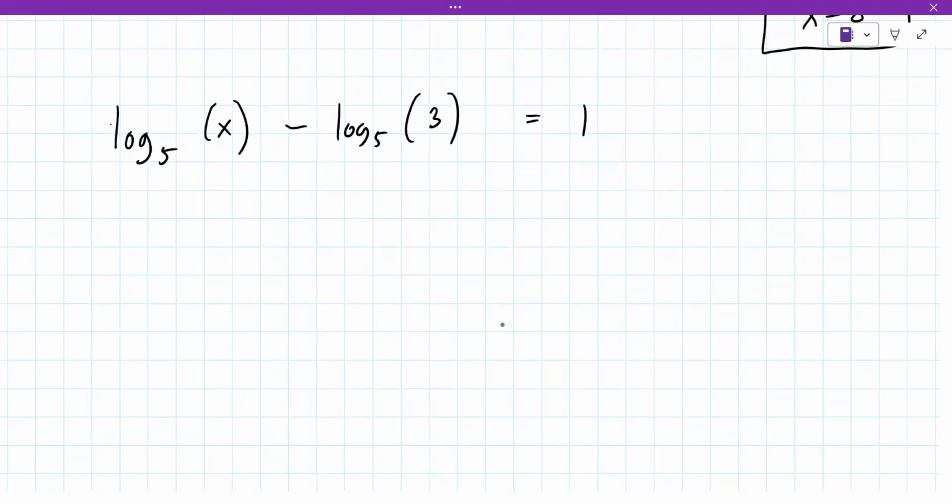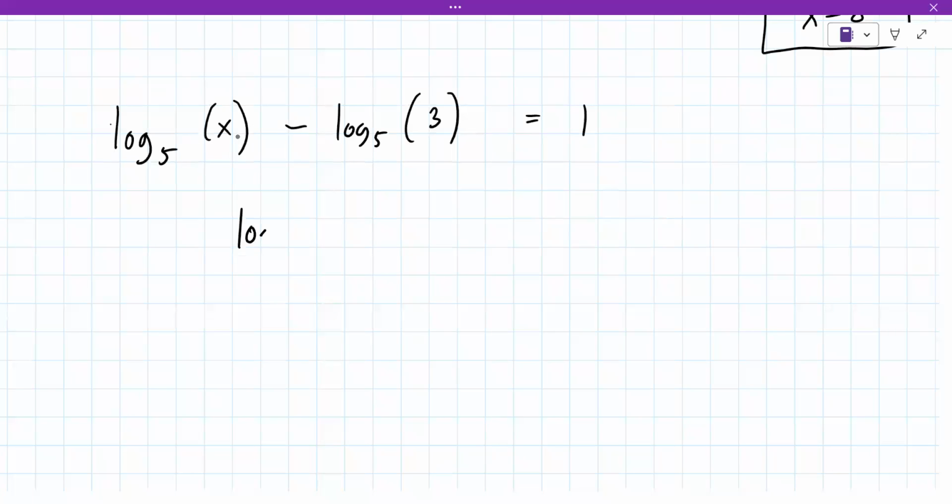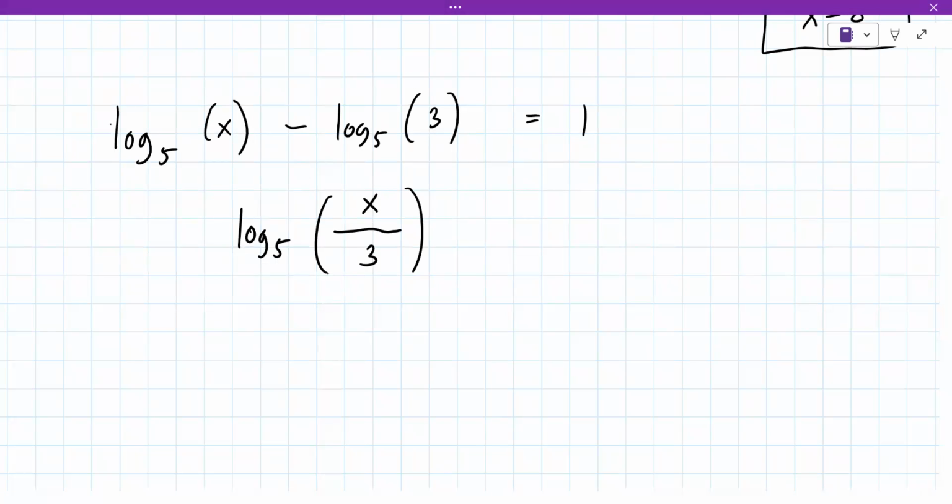Okay. So if you recall, you can make this a quotient. It becomes log base 5 of the first thing over the second thing. The x is first, so it goes on top. 3 is on the bottom.